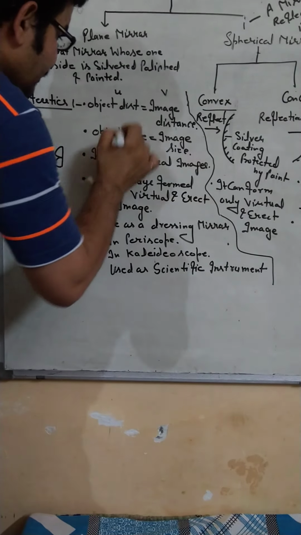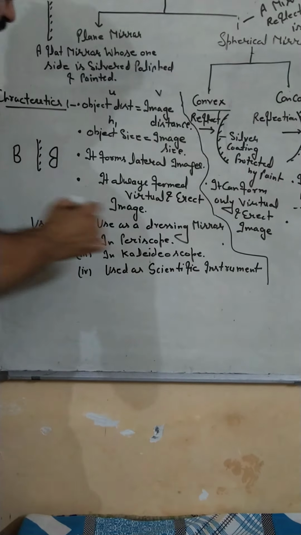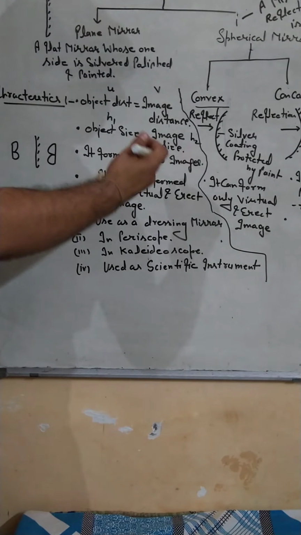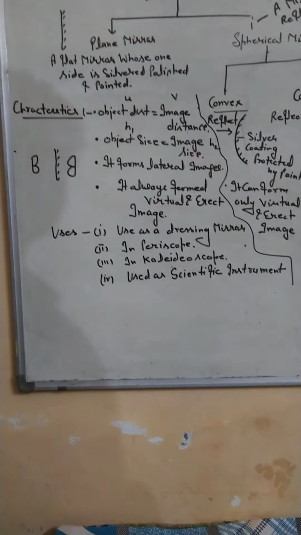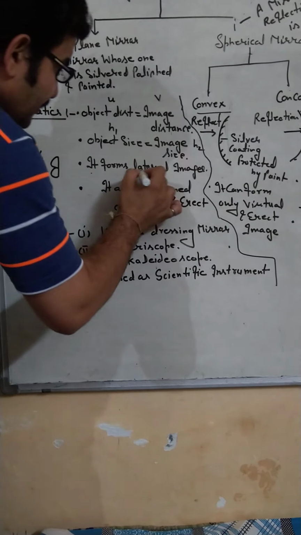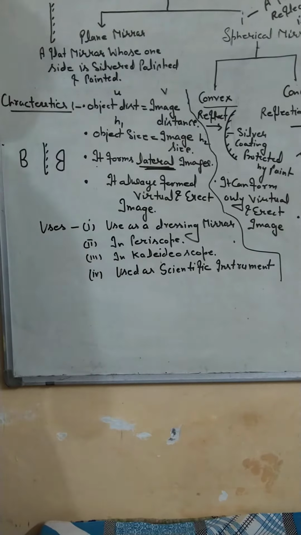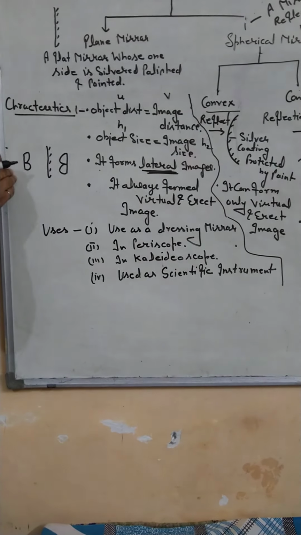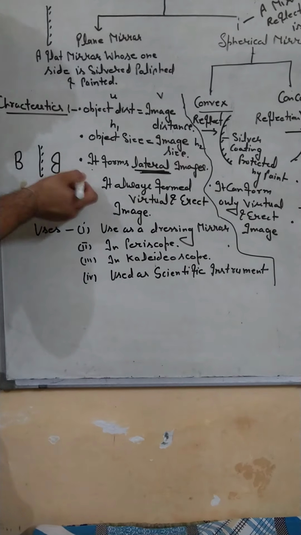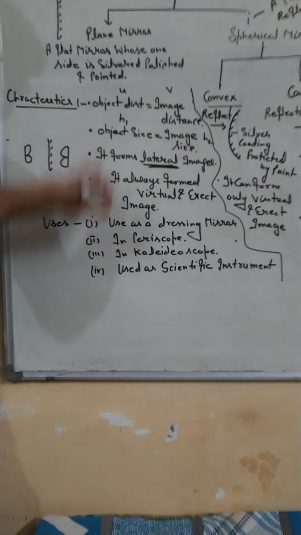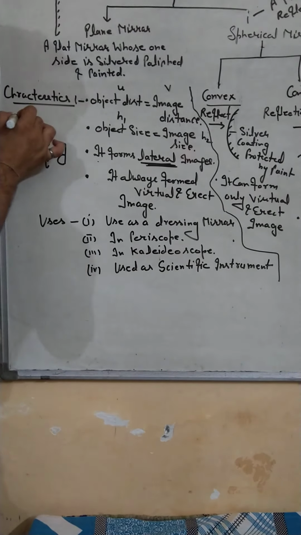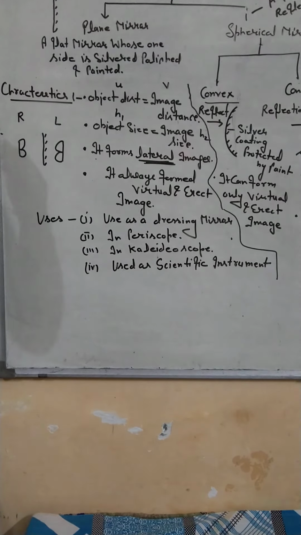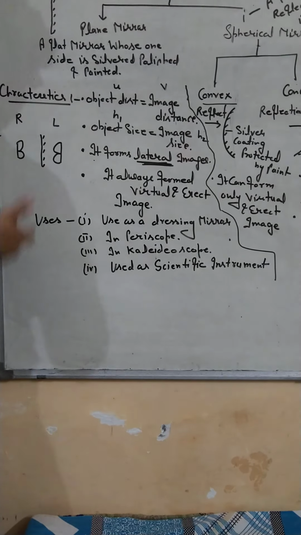While object size is represented by h1 and image size is represented by h2, object size and image size will also be equal in case of a plane mirror. Third, a plane mirror always forms laterally inverted images. Lateral inversion means if you see a B in front of the mirror, inside the mirror it will look reversed, meaning its side changes. If you take the right side, it will become the left side of your hand. In such a manner, the image formation is called lateral inversion.